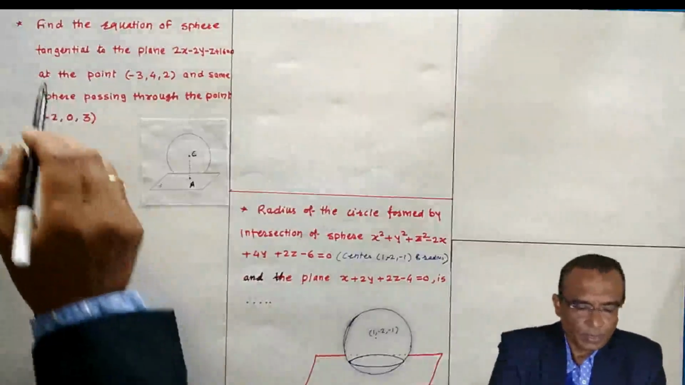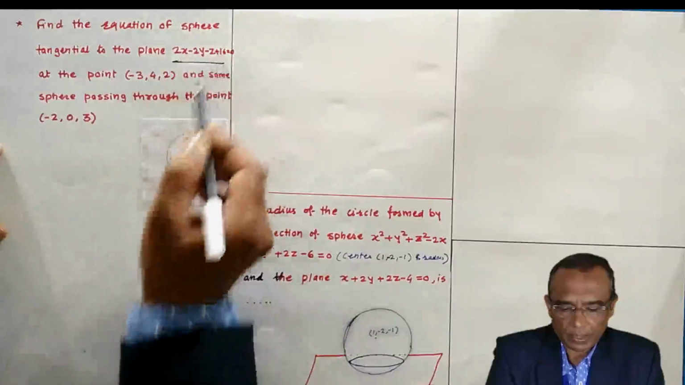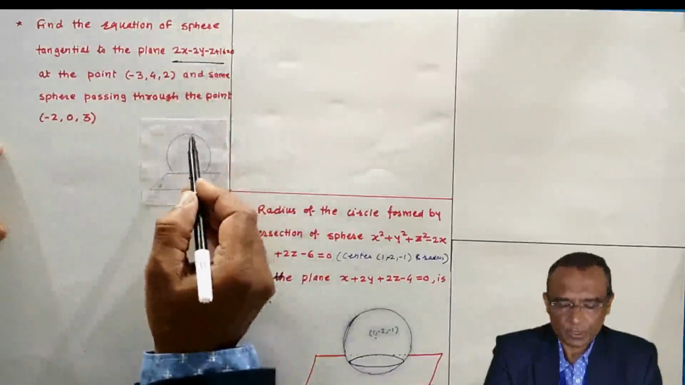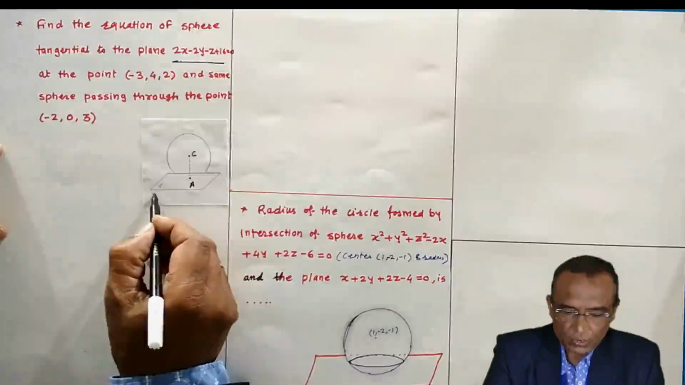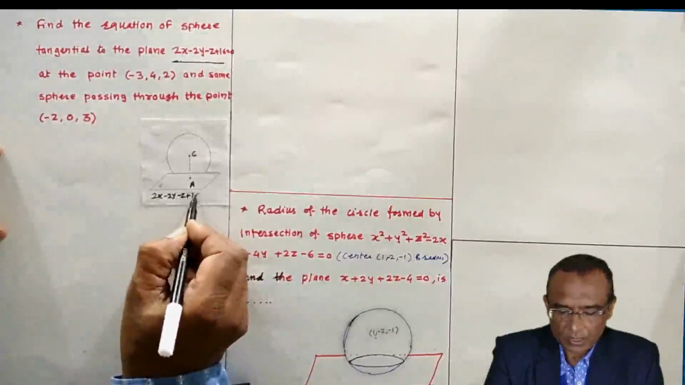Now the next problem. Find the equation of the sphere tangential to the plane. I want the equation of the sphere. This sphere is tangential to the plane 2x minus 2y minus z plus 16 equal to 0.